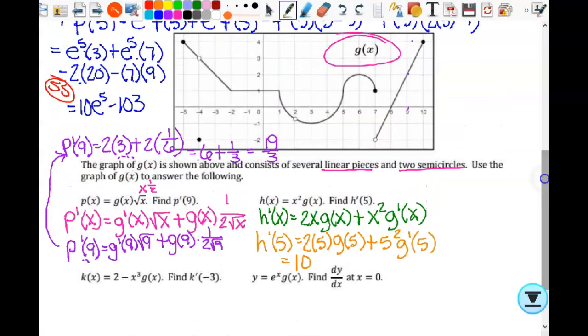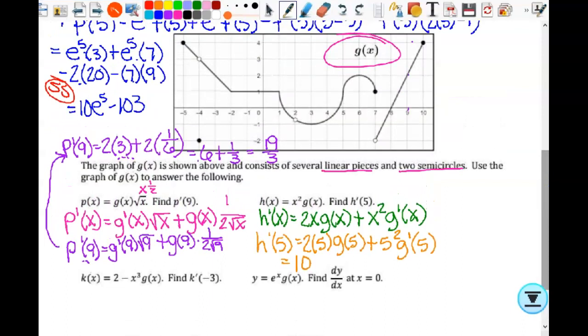There we go. So g of 5, I think is 1. I agree with that. Plus 25 times. What's g prime of 5? Undefined. Why? Vertical asymptote. Good. It's not a sharp turn, but it is a vertical asymptote.